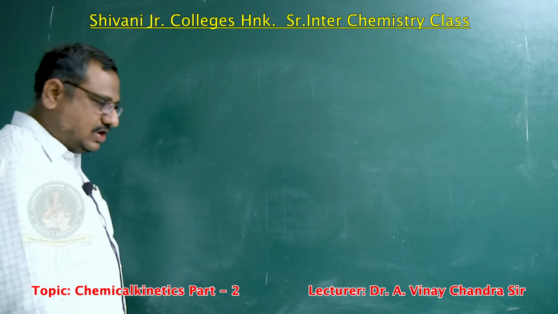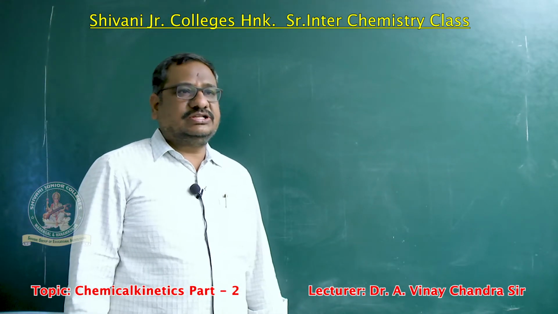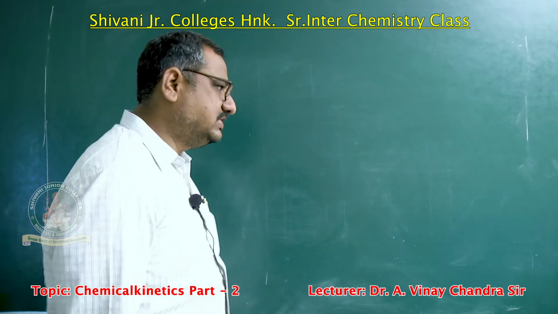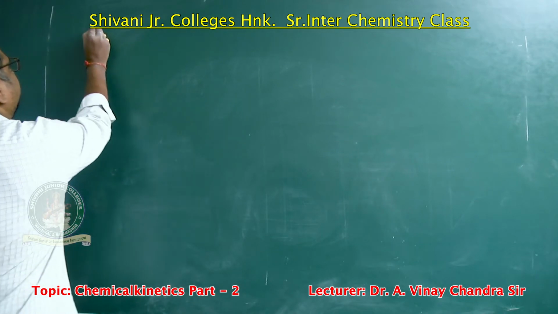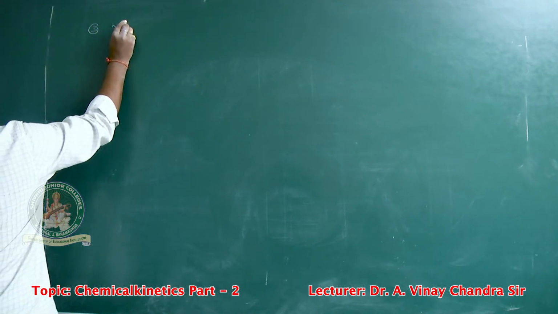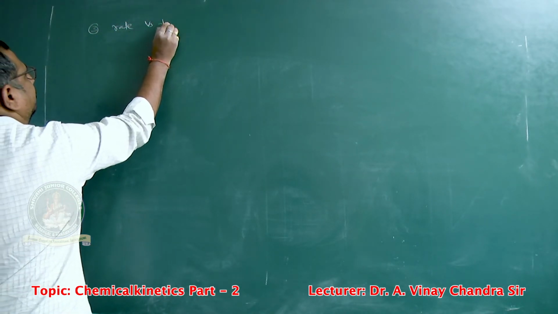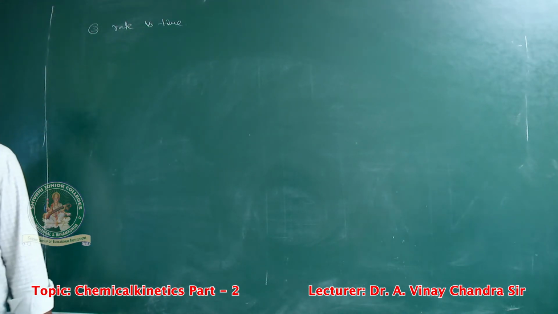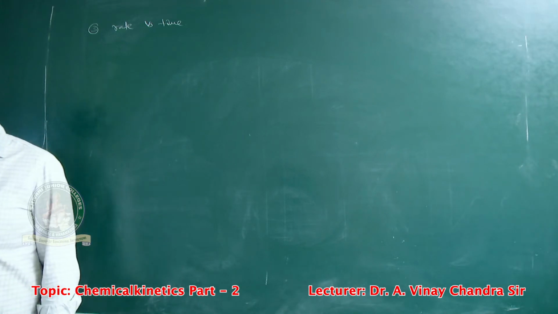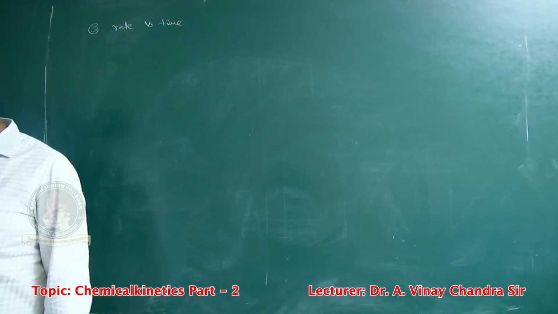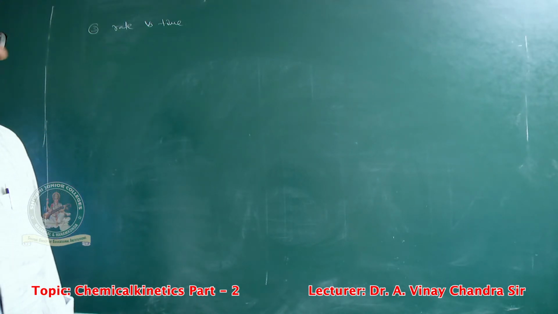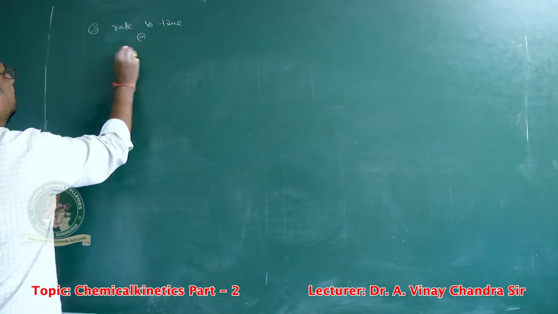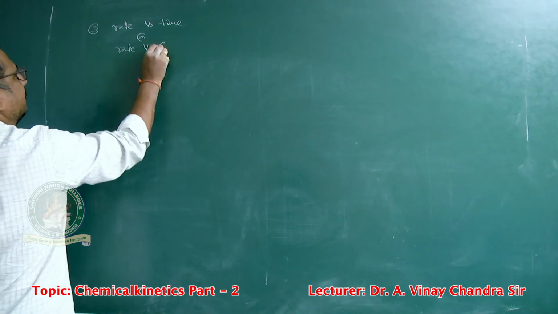Next, the third type of graph is concentration versus time, which we are representing. Another one is rate of reaction versus time. The third type of graph is rate versus time, and another one is rate versus concentration.